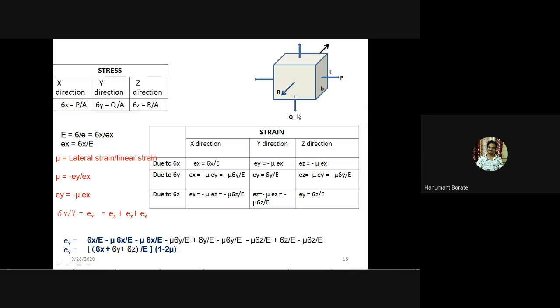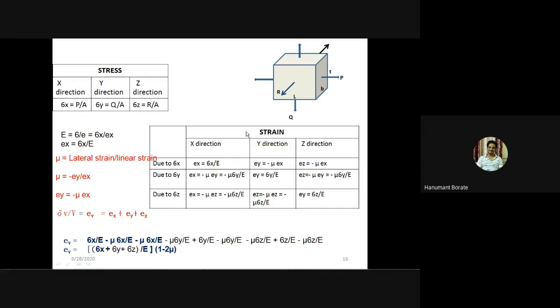This is the Y direction. Sigma Y equal to Q by A. Q is the force, and area for the Y direction is L into B, because we should always take the cross section area. This force is perpendicular to this area, so area is length into breadth. And stress in the Z direction, sigma Z equal to R by A. R is the force acting in the Z direction, and cross section area is L into T. So in this way we can calculate the stress.